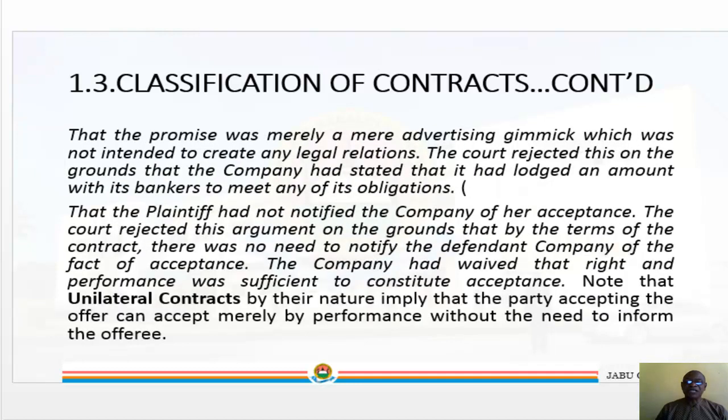The company also argued that the promise was merely an advertisement gimmick, which was not intended to create any legal relations. The court rejected this on the grounds that the company had stated that it had lodged an amount with its bankers to meet any of its obligations.